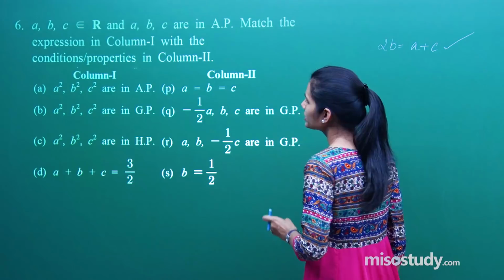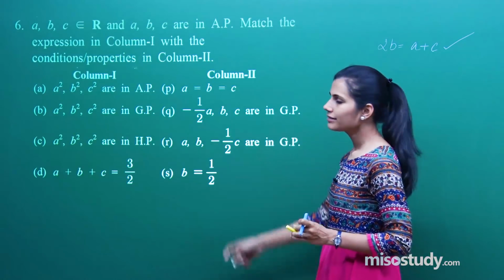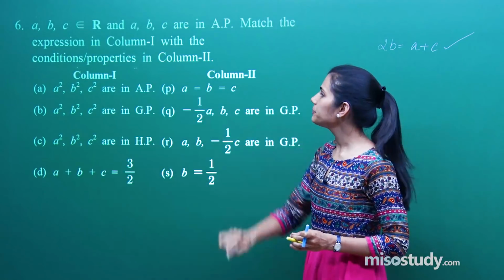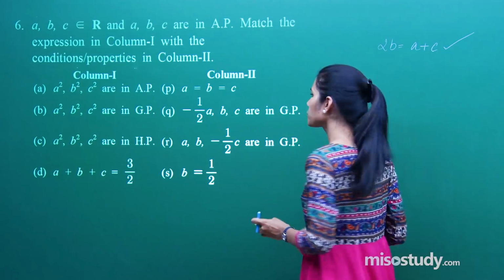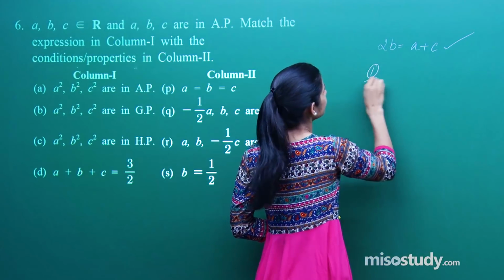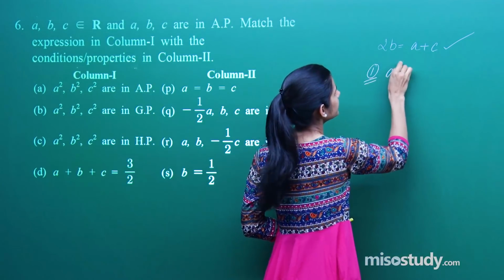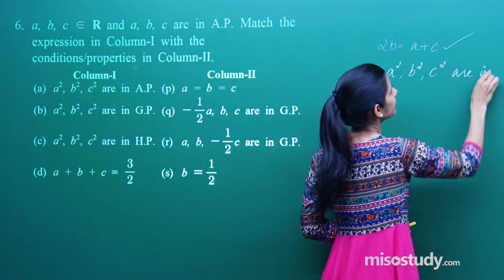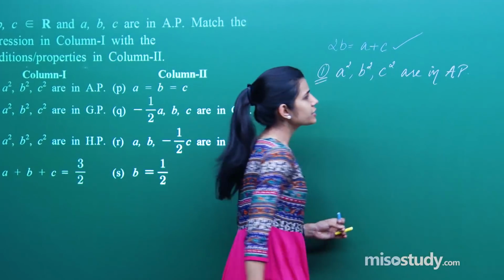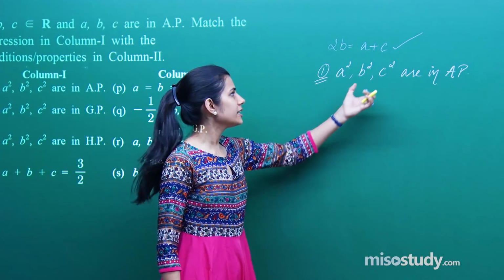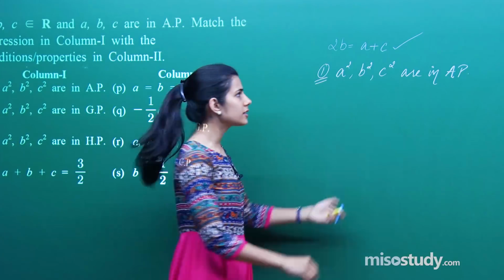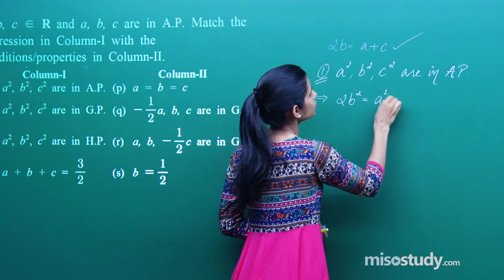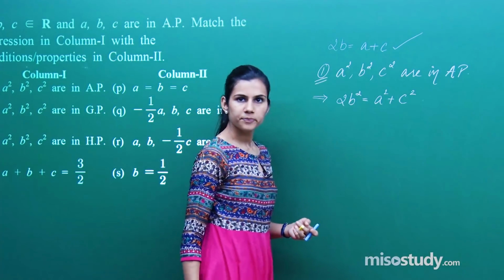If A square, B square, C square are in AP, then which among these is going to follow? Now A, B, C is already in AP, along with it you are being given now that A square, B square, C square are in AP. So first thing is that this is already there. Then it says A square, B square, C square are in AP. So if A square, B square, C square are in AP in this order, then again twice of the middle term is sum of the first and the third. So you get, this implies twice of B square is A square plus C square.